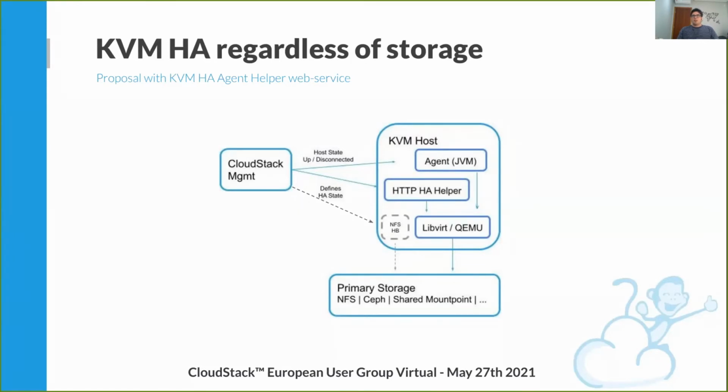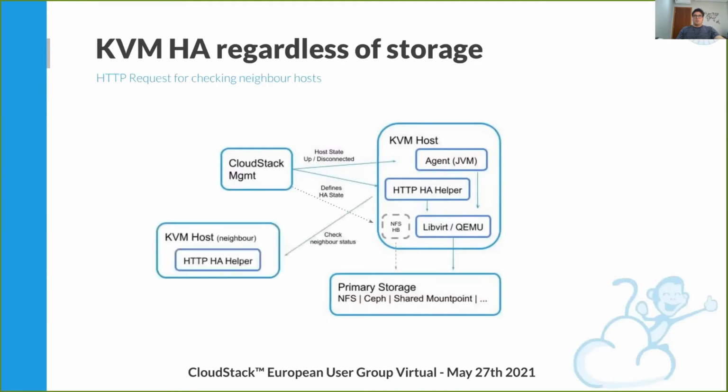This REST request says the amount of VMs that are running and can help us to understand if the host is healthy or not based on the amount of VMs that are running, actually comparing with the database and the libvirt, and also if the libvirt is running or not, because if it's not running, we will have some error code there to handle. We also have this neighbor check implemented.